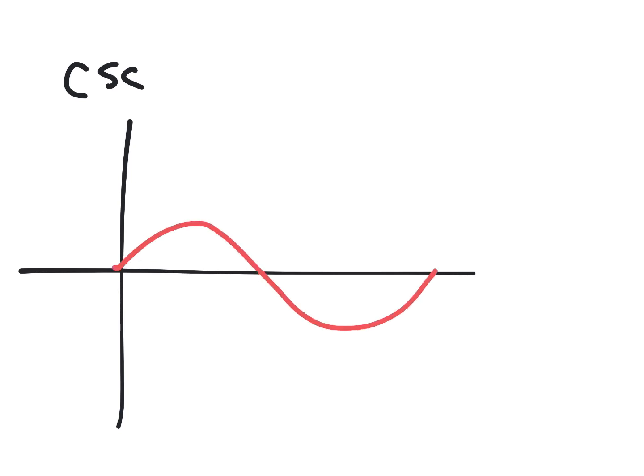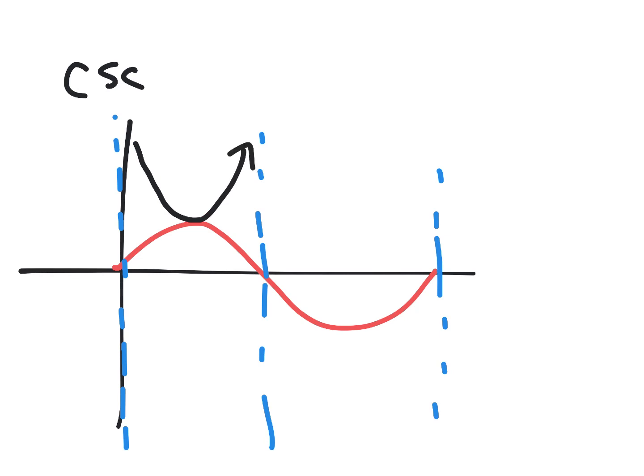Sine. There's sine. And then wherever that hits 0, remember the cosecant is the flip of it. It's 1 over that. 1 over 0 won't exist. Then cosecant rides on the back of its sister function. And there's cosecant.